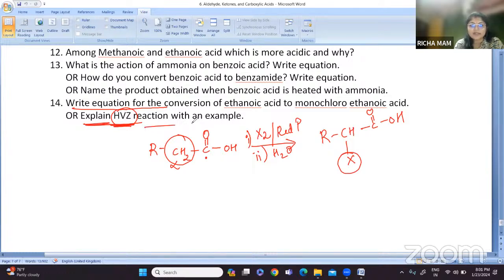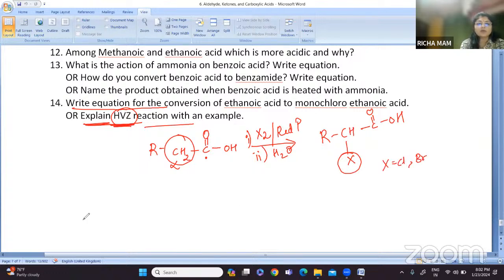Now, this was a direct question. So what should the explanation be? A carboxylic acid having alpha hydrogen, when treated with chlorine or bromine in the presence of red phosphorus, gives you an alpha halocarboxylic acid. The name of this reaction is the Hell-Volhard-Zelinsky reaction. You can take X as chlorine or bromine.